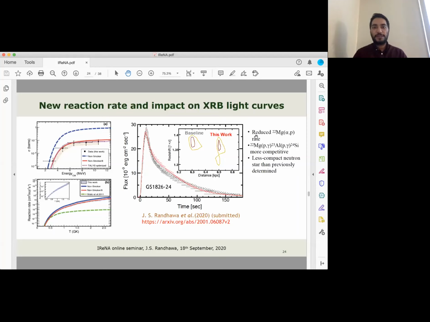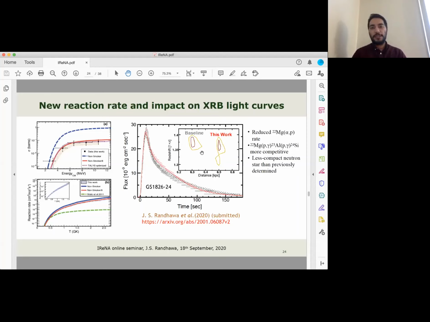So what we have is a reduced 22 magnesium alpha P compared to the statistical model based calculations. What that means is that it will feed more to 22 magnesium P gamma and 23 aluminium P gamma, which will make 23 aluminium P gamma even more. I hope there will be a chance to measure this reaction with the SECAR in future, because this is going to be an even more important reaction now with this study.